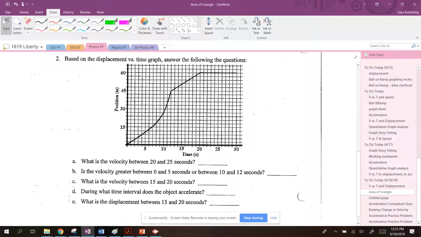All right. What is the velocity between 20 and 25 seconds? How do you find that out? This is position time, so this is a displacement time graph. How do you find the velocity? Distance divided by time? Or the what of the graph? Slope of the graph? From between 20 and 25 seconds? That's here. What's the slope of the graph? 0. Holy cow, this is super frustrating.